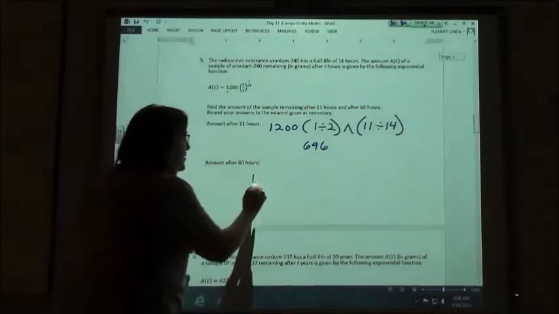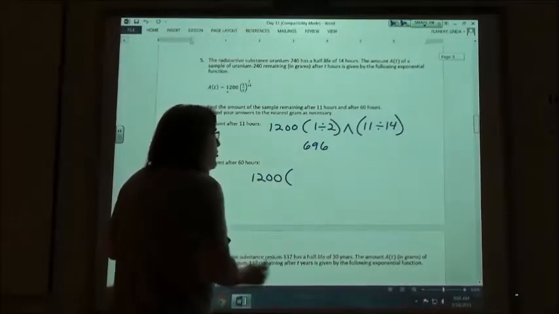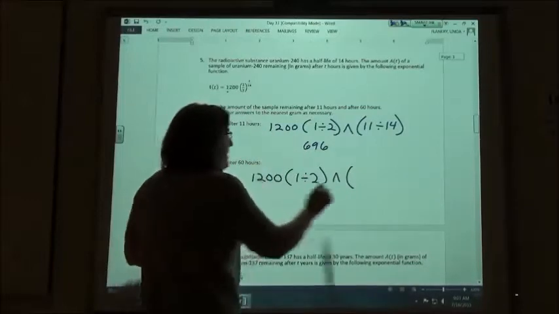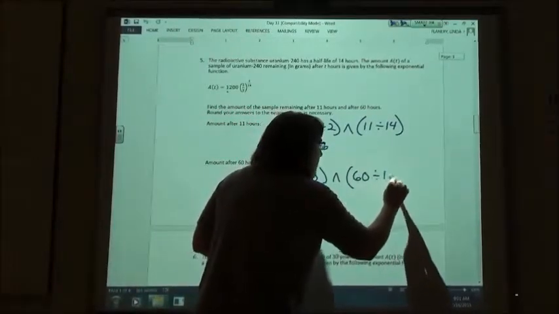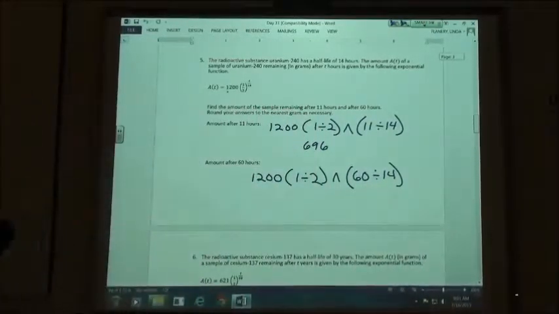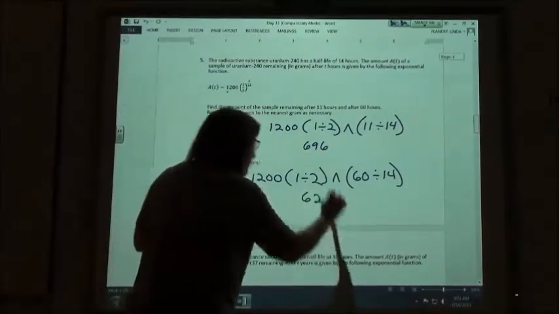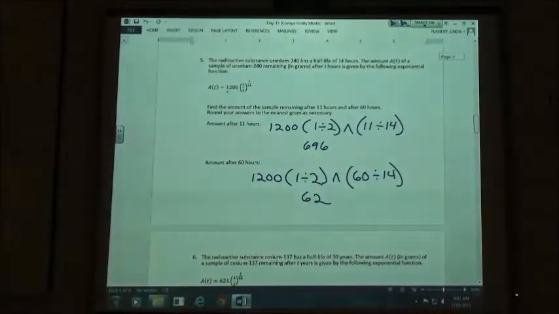After 60 hours. So we're starting with our 1,200 grams. We have our half-life, and we are doing 60 hours out of every 14 hours that it cuts it in half. Which gives us 62. We round it off to the nearest gram.